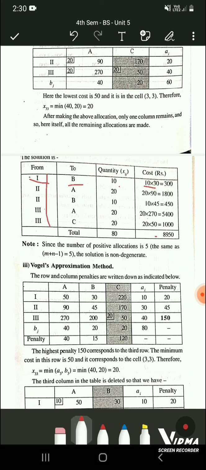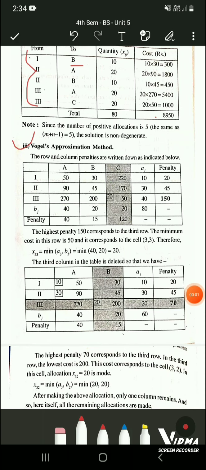Again, you can see there are 5 allocations made, and we had seen m plus n minus 1 value is 5. Therefore by this method we can say that the solution is non-degenerate. So now let us see the third method, that is Vogel's approximation method.